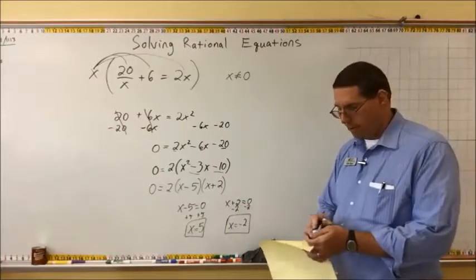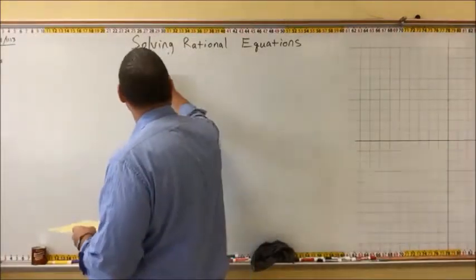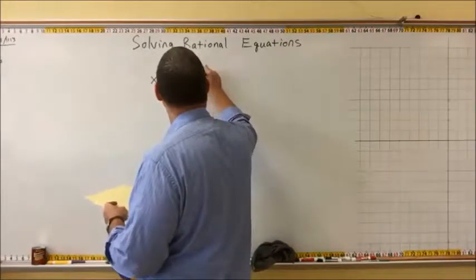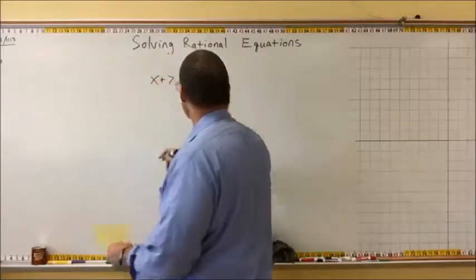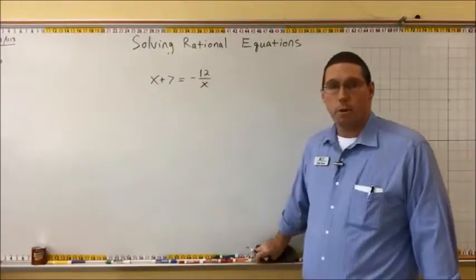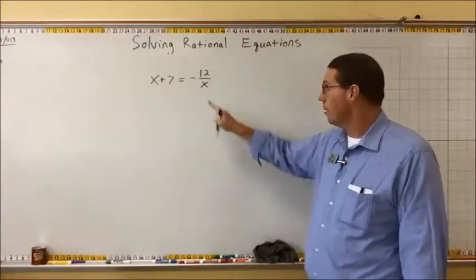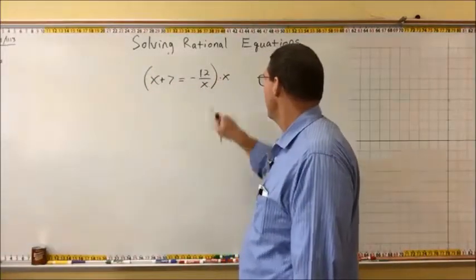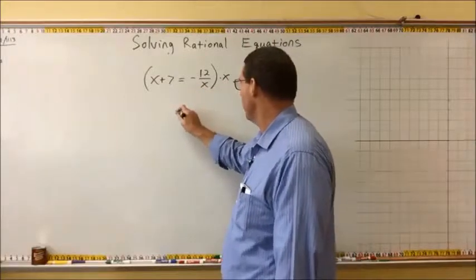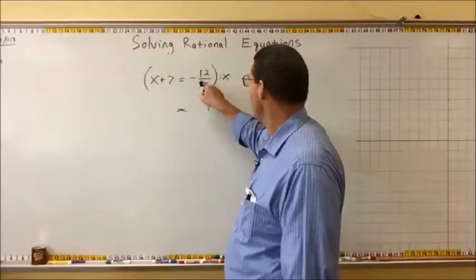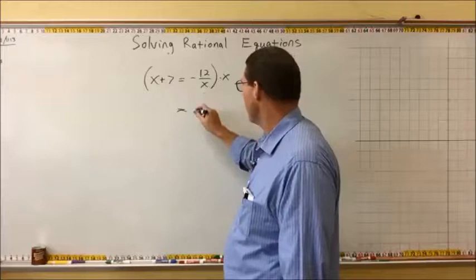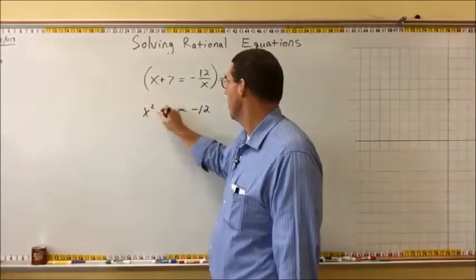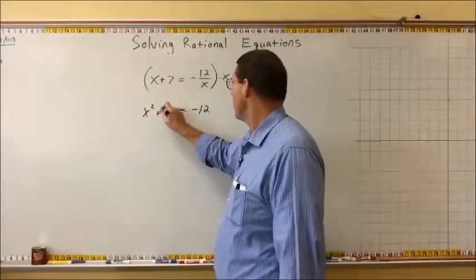Let's do another example. Let's say we have x plus 7 is equal to negative 12 over x. All right? So we're going to cancel the denominator. The denominator is x, so we're going to multiply through by x. So let me bring down the equal sign. x times negative 12 over x, well, that cancels the x, and that gives us negative 12. x times x is x squared. x times 7 is 7x.